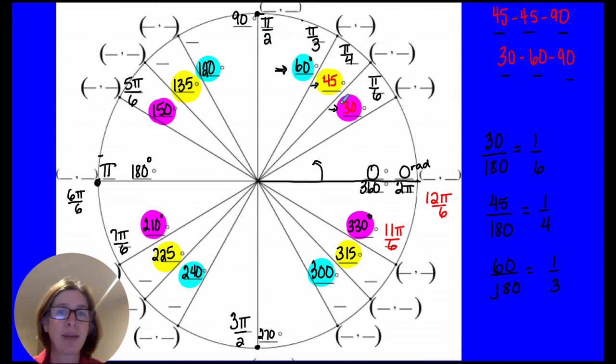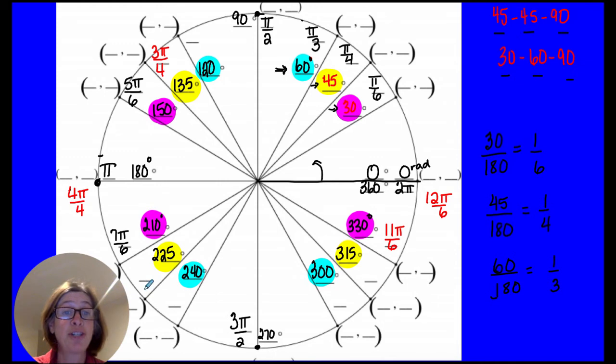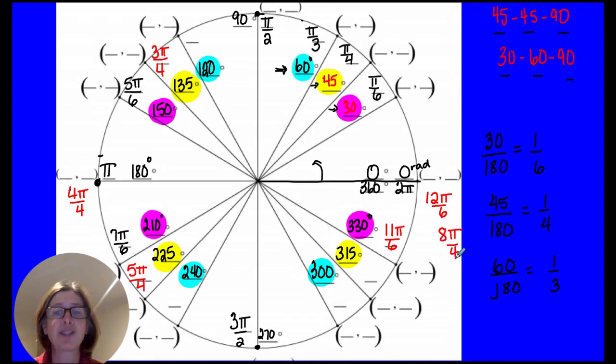Okay, we'll do the same thing with pi over 4. If I take pi and make it 4 pi over 4, that's just another way to write pi. So 135 would have to be 3 pi over 4, and 225 would have to be 5 pi over 4. And then if I go to 315 and make 2 pi 8 pi over 4, that means 315 would have to be 7 pi over 4. Hopefully you're seeing how this is all coming together.